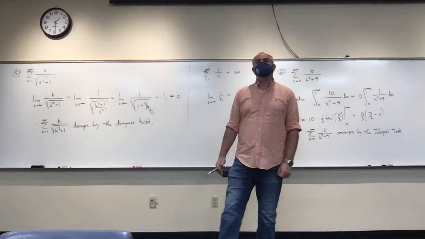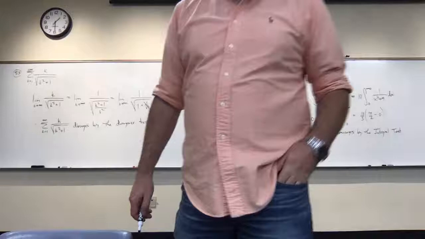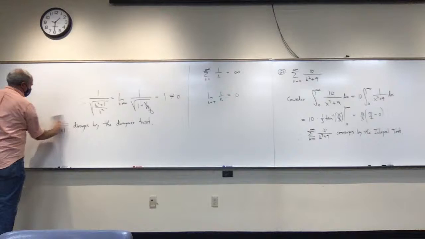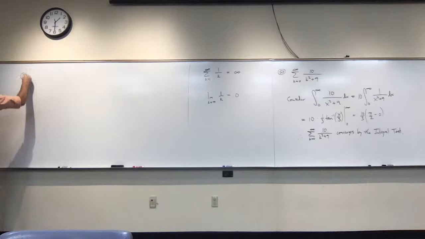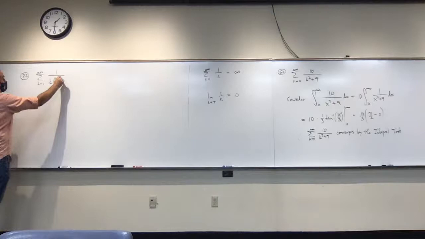Any other questions? 22. Yeah. Okay. Can you read it to me? It's the sum k going from 1 to infinity of, is it 1 over k ln k? Is it squared? Yeah. Oh, 2. Yeah. Like this.